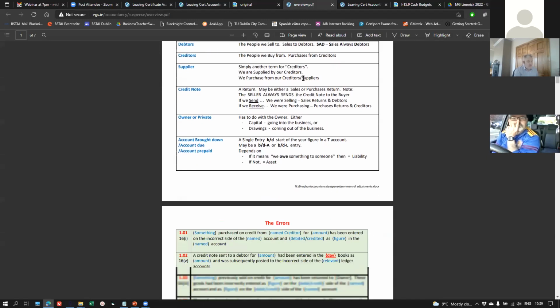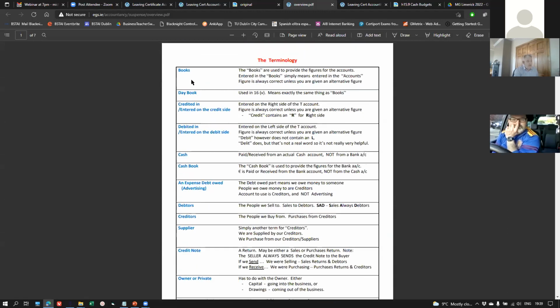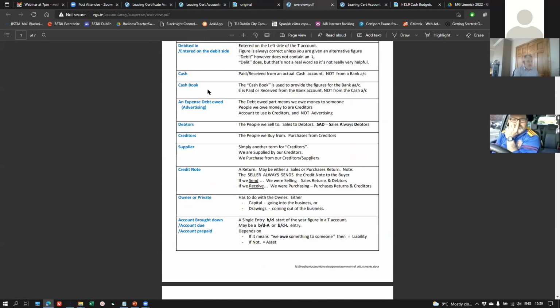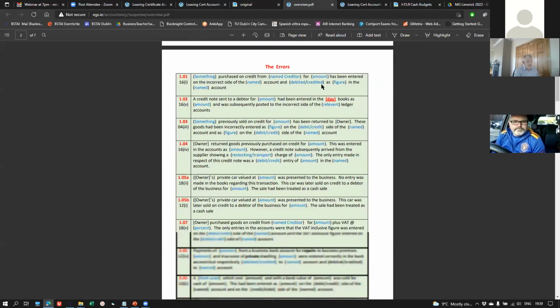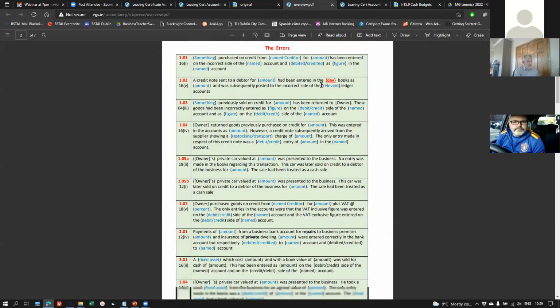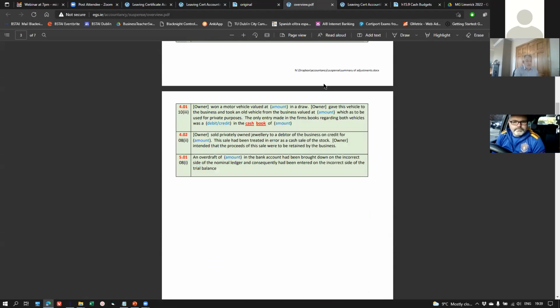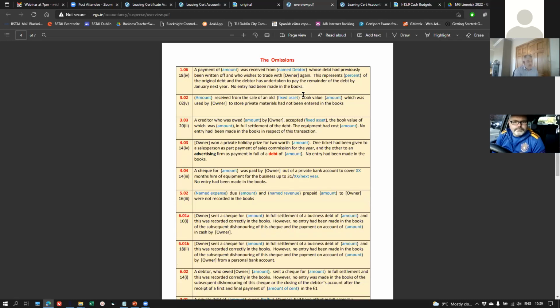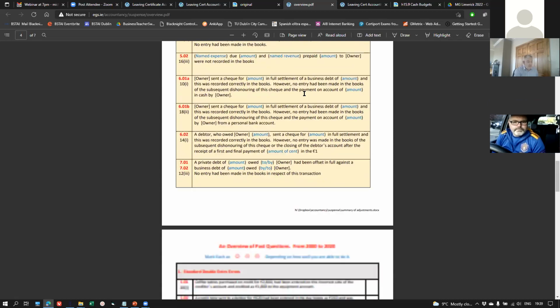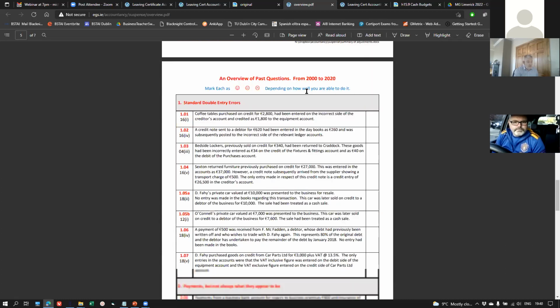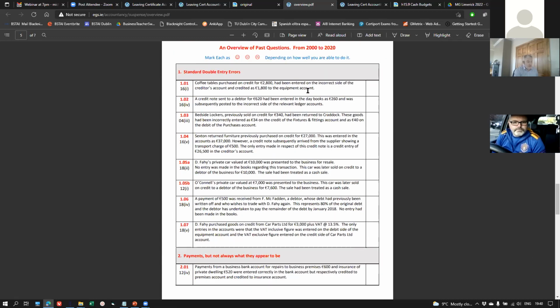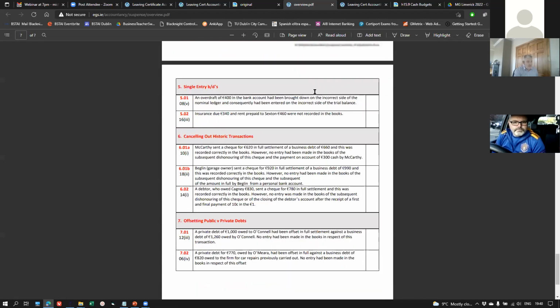The first full page is a page of terminology. So books, day books, credited, debited, cash versus cash book, debtors, creditors, suppliers. Just the things that are straightforward that we know. This is just a theoretical breakdown of them all, right? No use to students whatsoever, but okay for teachers. This is the list of all the omissions, one of every single one of them. And this is a 2-page, 3-page at this stage, list of one of every single thing that has been asked in 30 years.